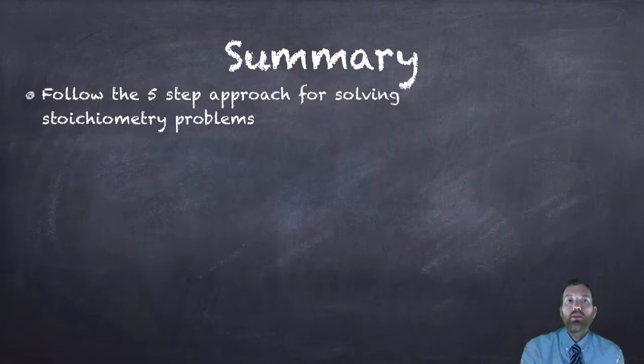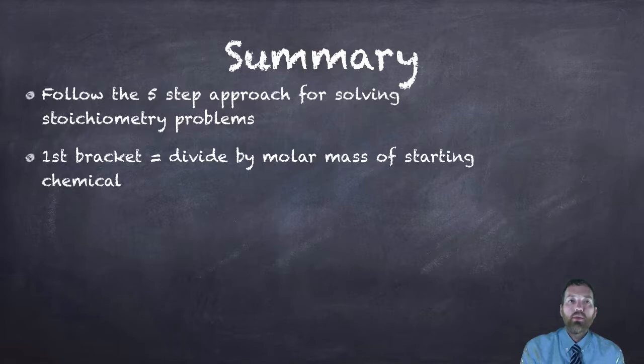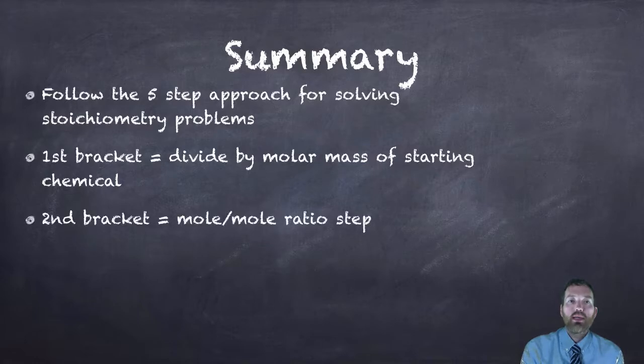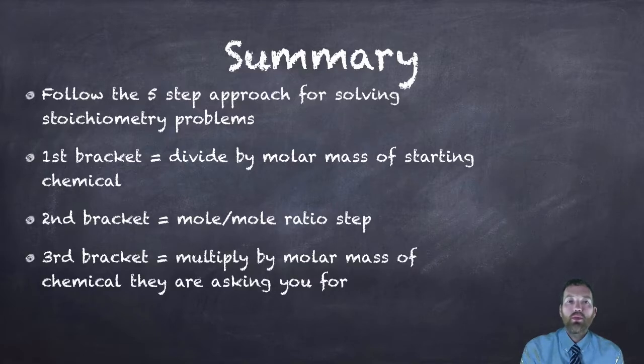So let's summarize what we've learned here so far. Whenever you do any stoichiometry problem, follow the 5-step approach to solving stoichiometry problems. The first bracket, we're always going to divide by the molar mass of the starting chemical. This step is going to convert us into moles. The second bracket is your mole-mole ratio step. Remember, you want the moles of what you have to cross off and go away and turn it into the moles of the type of chemical they want you to solve for. The third bracket is to multiply by the molar mass of the chemical that they're asking you for. Doing this is going to convert from moles back into grams of your desired product.